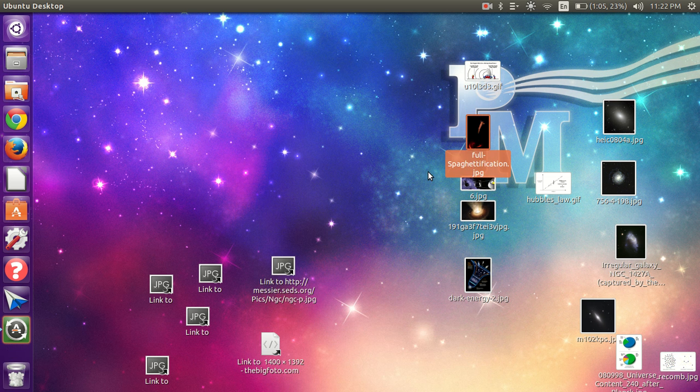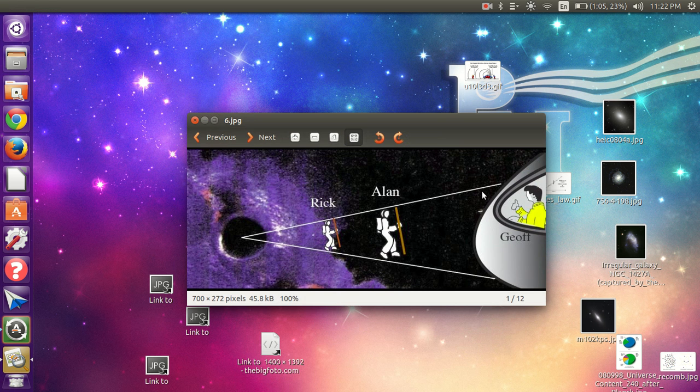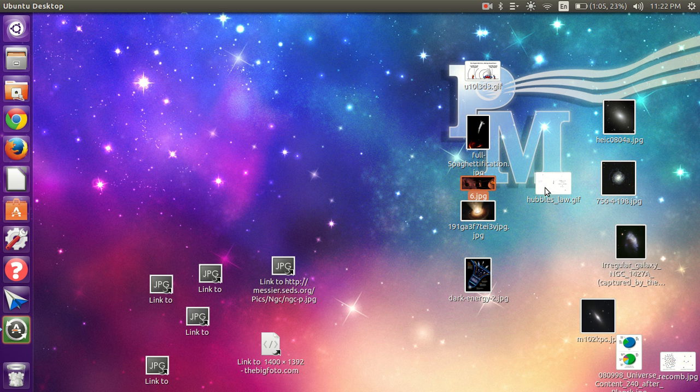Another thing here is this picture with the black hole and spaghettification. This is just the astronaut being sucked in, but of course he'd be stretched more. This is just an animation. And next we have Hubble's law.